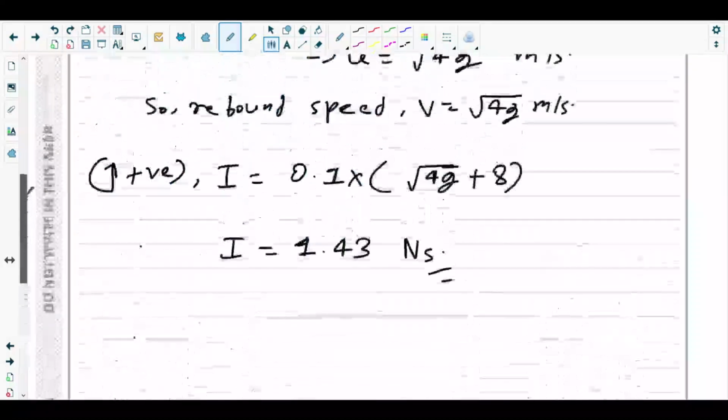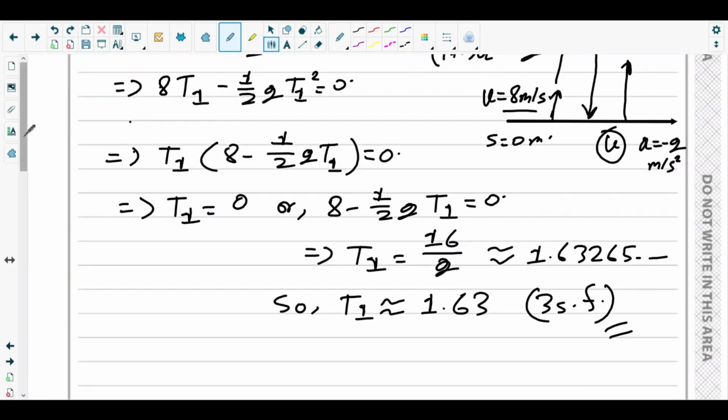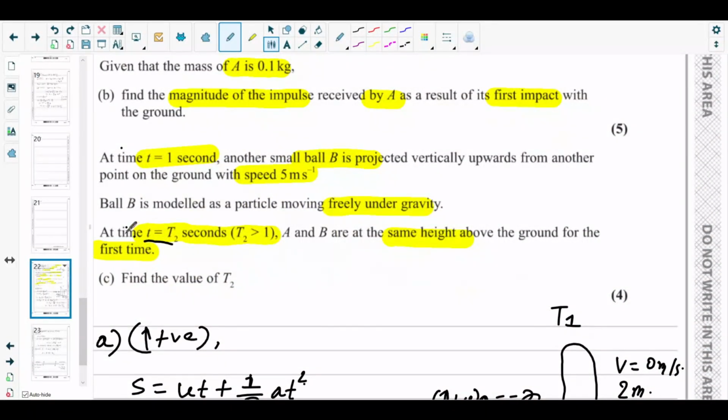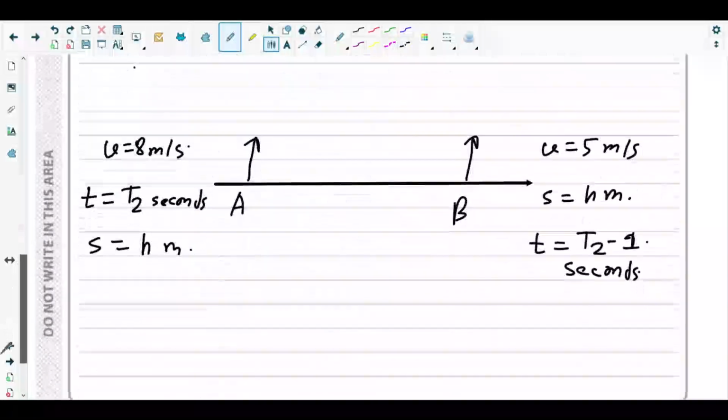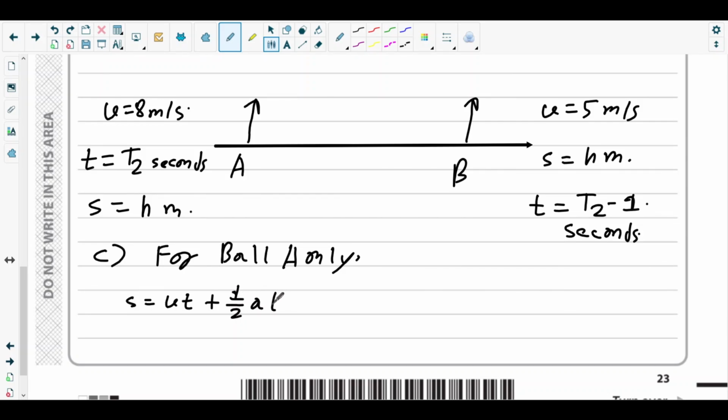Now, using this fact, let me see the question. They wanted the value for t2 only. So using this fact, we will form two equations, for ball A and ball B. What you will get? s equals ut plus half of at squared. We will use this equation.